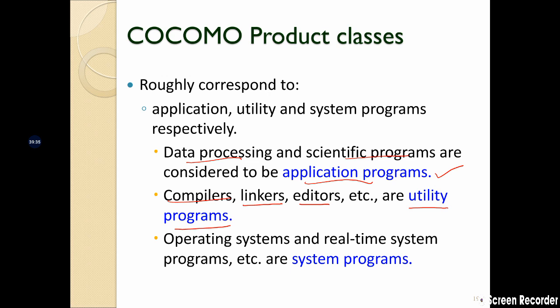These softwares all belong to utility programs, and your operating system and real-time systems are part of your system programs. Most of the time we will be worried about the application programs, because you are studying masters in computer applications or master of science, right? So when you're talking about master of science, if you're getting into the research field, then you will be talking about utility programs and system programs.